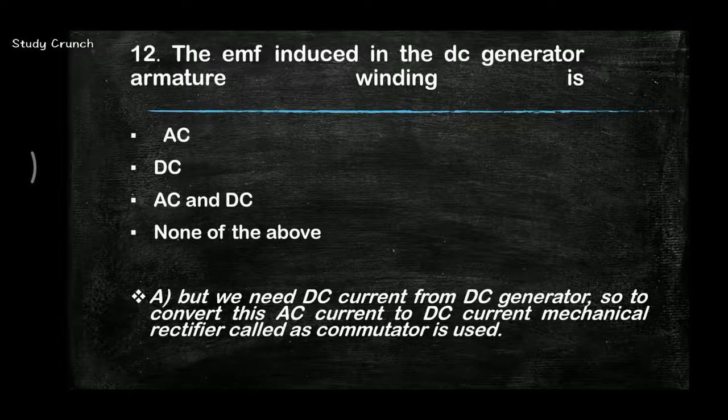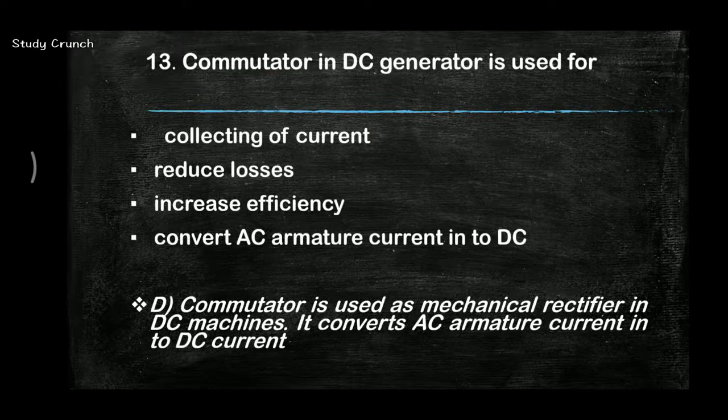Next, the EMF induced in the DC generator armature winding is, so the answer is AC. So the EMF induced is AC in nature, but we need DC current from a DC generator. So to convert this AC current to DC, we use a commutator. Next, a commutator in a DC generator is used for converting the AC armature current to DC. We know that in the previous question we just saw that it generates AC EMF. So to convert that, we use commutators.